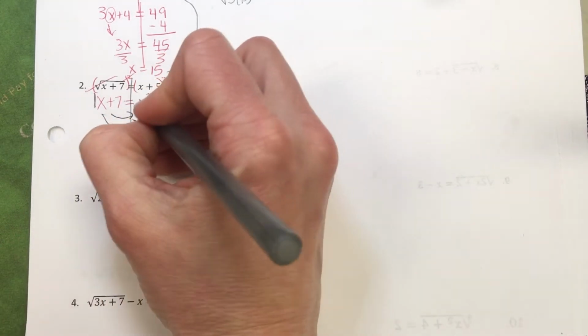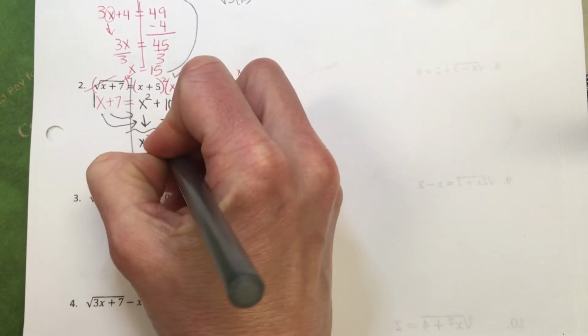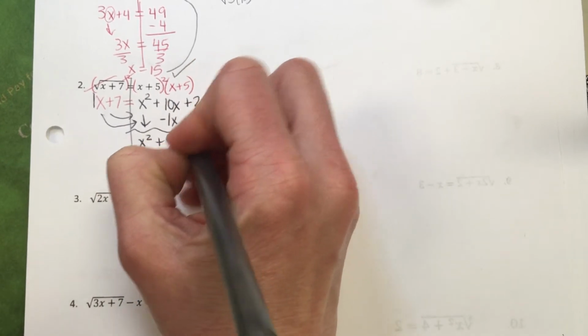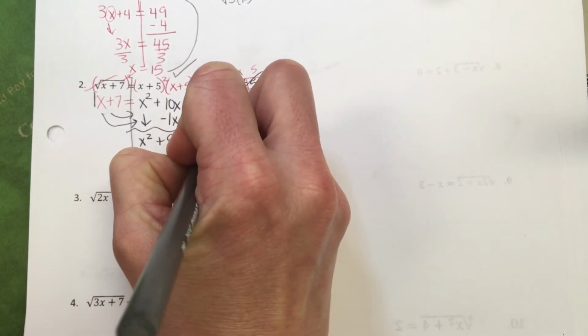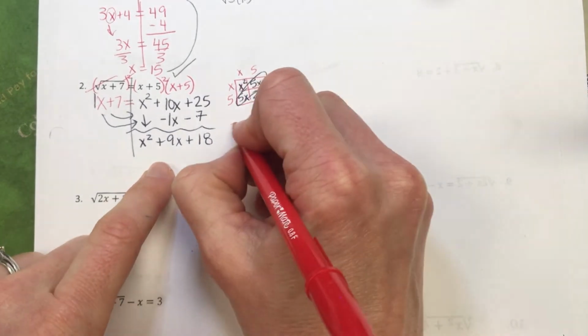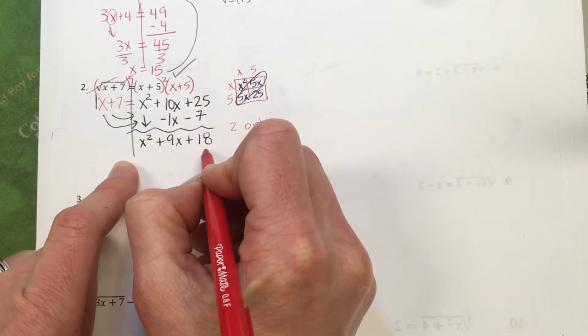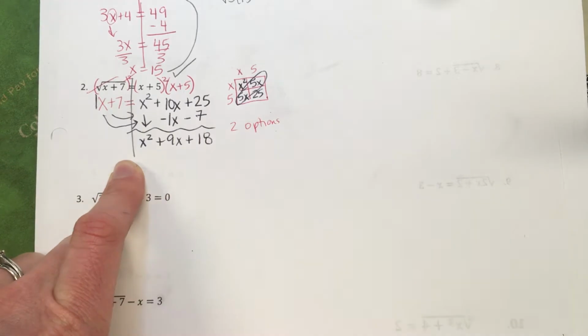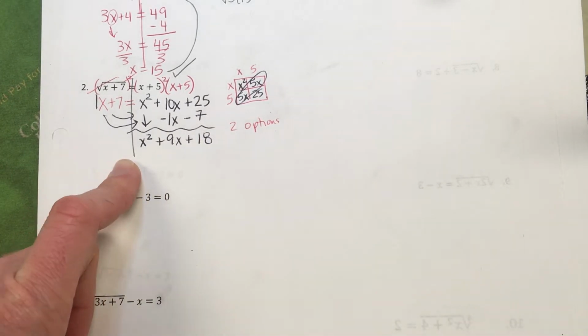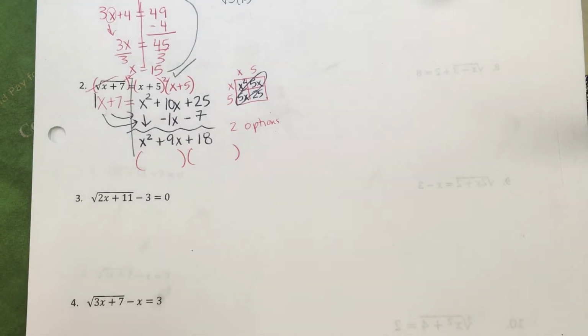Okay, so here's what we got. I'm dropping down the x squared. 10 minus 1 is 9. 25 minus 7, 18. All right, guys, you have two options with these type of problems. You can do the A, B, C, and you can do the quadratic formula. That works all the time, okay? You can also do the factor method, which is a little quicker, but not everybody likes it.